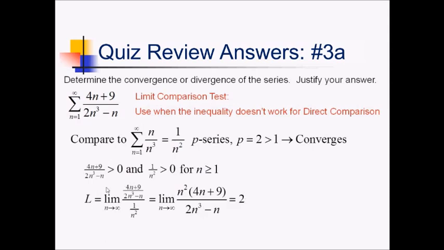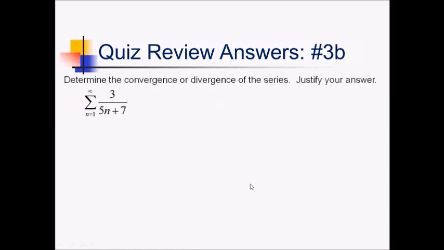Since 2, which notice I wrote L equals all this stuff so I can use it later, since 2 is a number that is finite and positive, since it's between 0 and infinity in other words, that means that since my comparison series converged, my original series is going to converge by the limit comparison test.